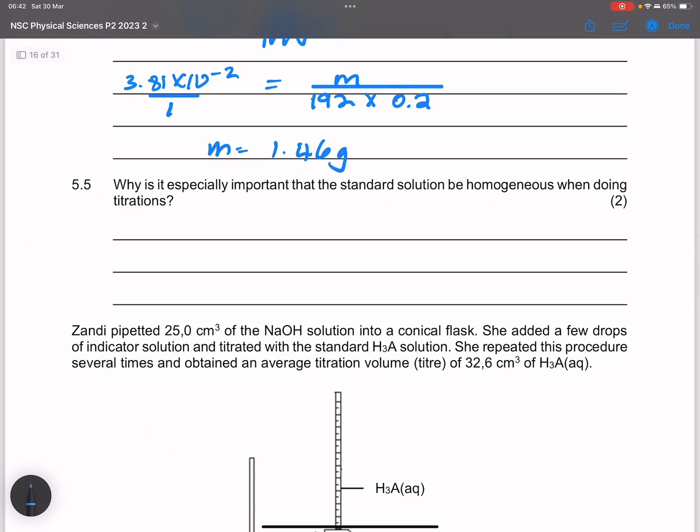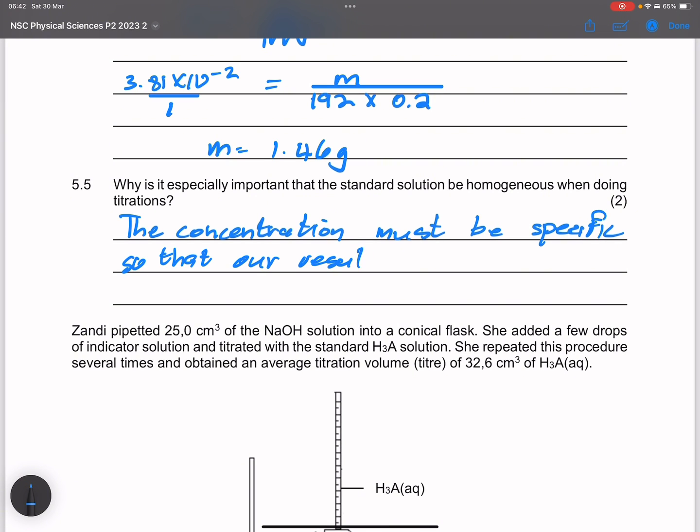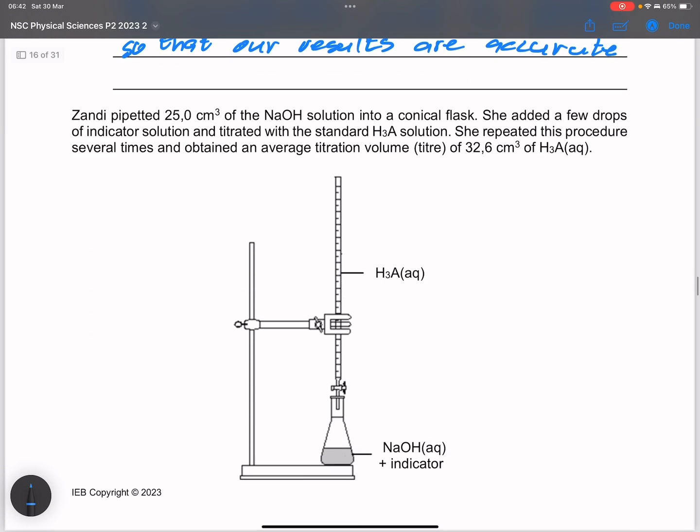Now they ask us, why is it important that the standard solution be homogeneous when doing titration? Very important. We need a specific concentration in this case so that our results are accurate, isn't it? So the concentration must be accurate, must be specific, so that our results are accurate. That is the reason we must actually standardize that solution.